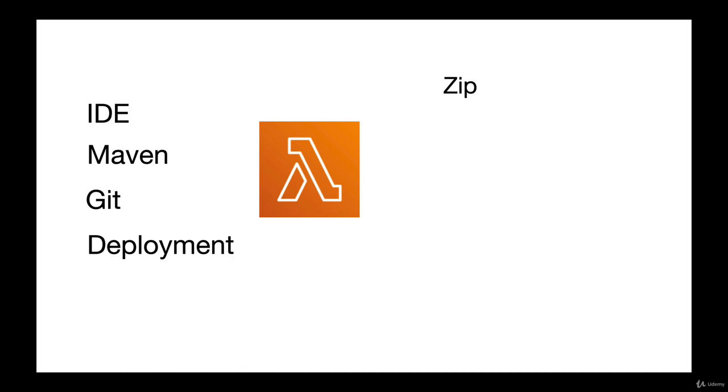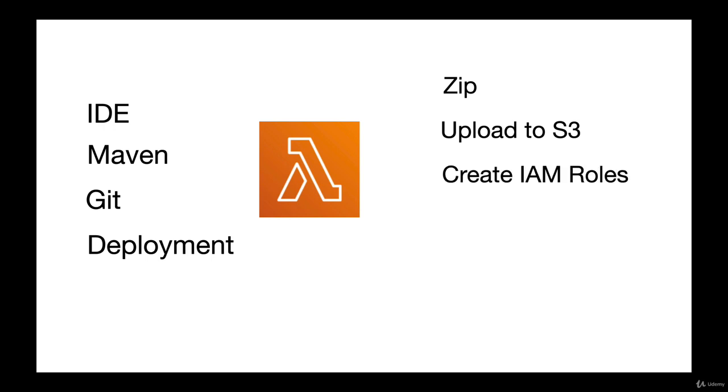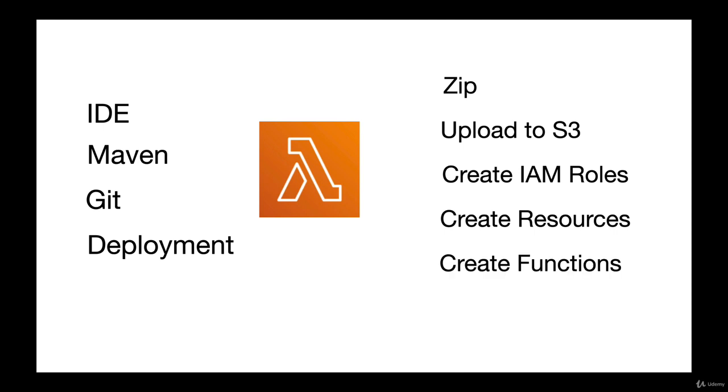Starting with building the application and packaging it into a zip file, uploading the zip file onto an S3 bucket, create the IAM roles that are required to trigger our Lambda function, create all the other resources or components that our Lambda function interacts with, or the resources that trigger the Lambda function itself, then create the Lambda function itself using the Lambda service, and finally configure the permissions that are required for our Lambda function to interact with other components in the serverless application itself.